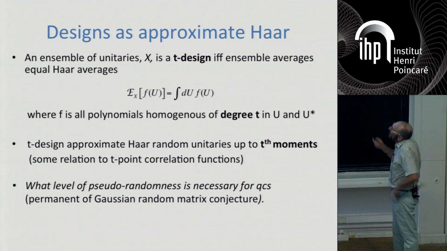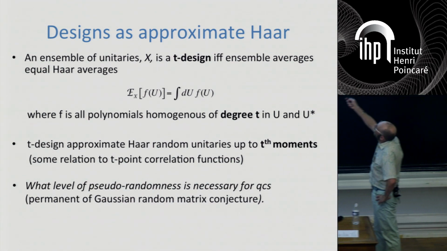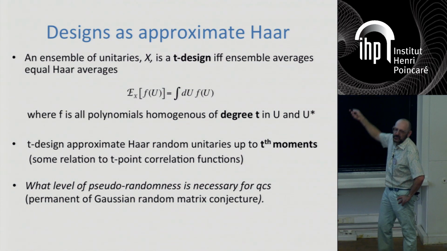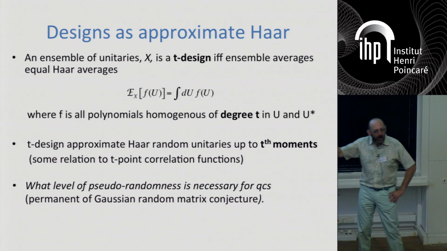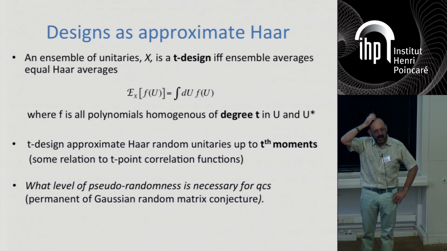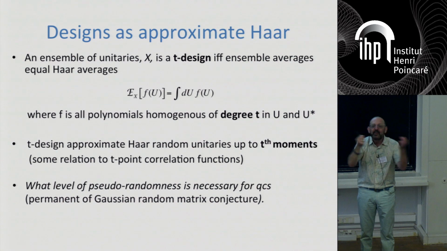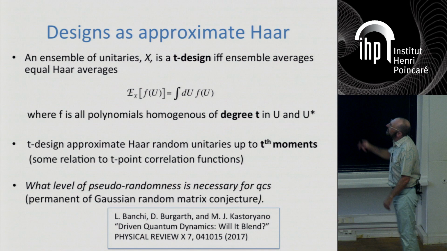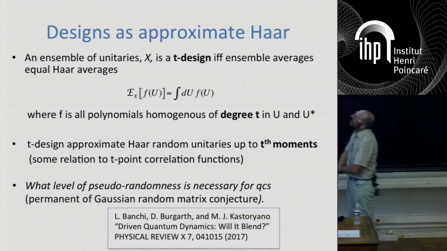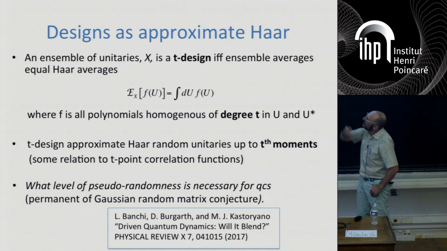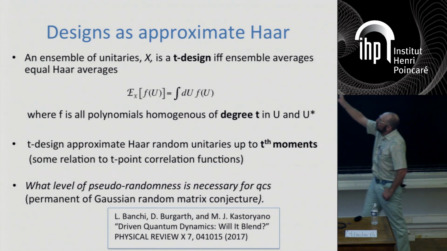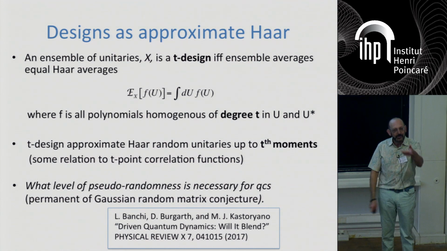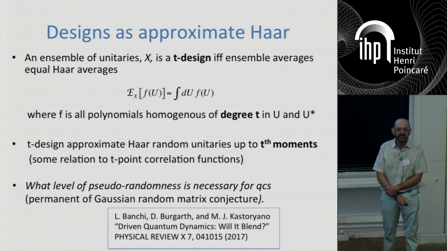So a question of interest is what level of pseudo-randomness is necessary for QCS? Do we need full Haar randomness? That seems to be a high bar. At what point, what level of correlations, is necessary in order to achieve this? And this is some work that is very closely related to the work of Daniel Wugarth, who's here in the audience. We discovered this paper after we played around with this, and we're learning a lot from it and trying to make these connections as well.